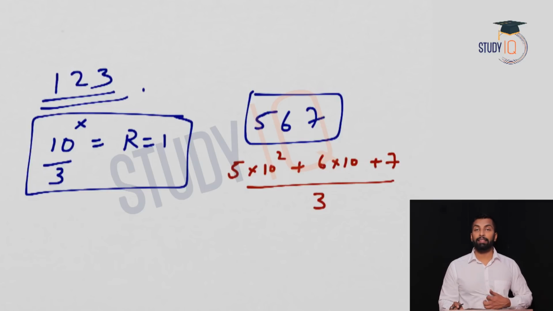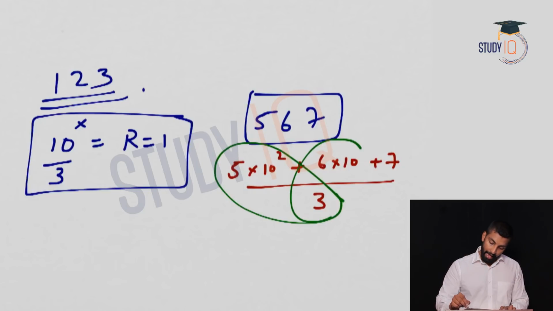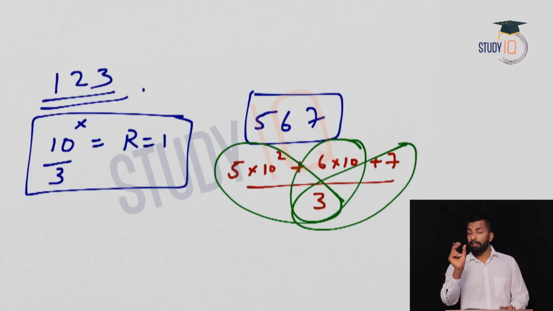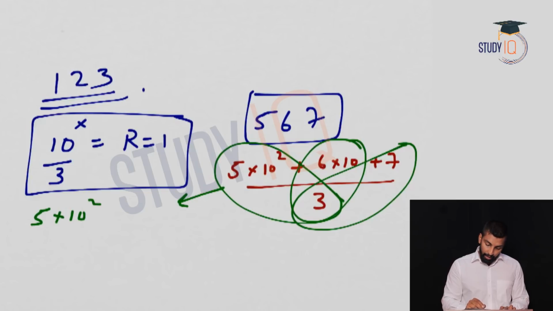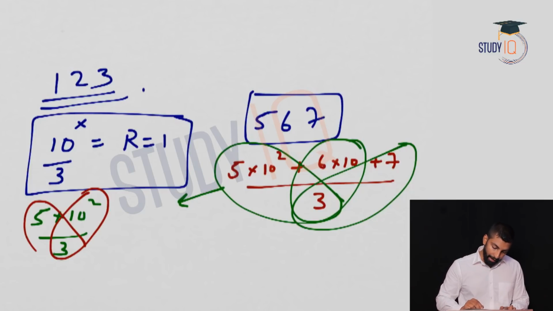Now divided by 3 means I can divide individual terms like this and like this, right? And see the individual remainders. So let me take the first one. What is that? 5 into 10 square by 3. This is written as a product of 2. Here also I need to use the basic remainder theorem. So I can divide like this. If I divide 5 by 3, I get remainder 2.